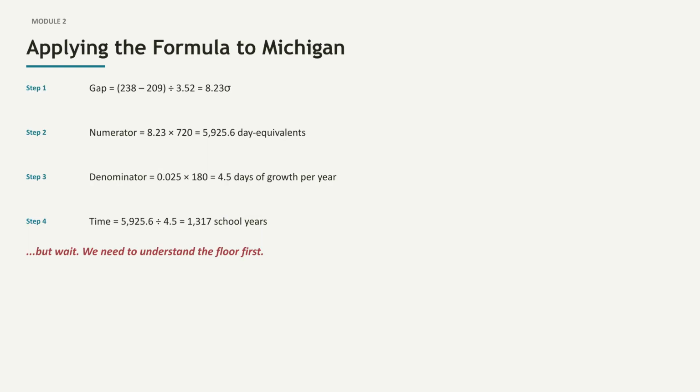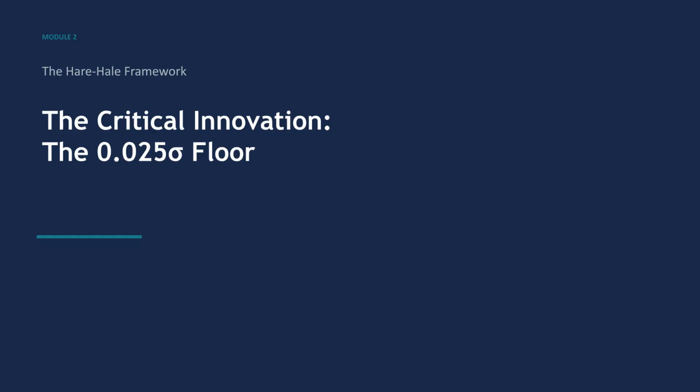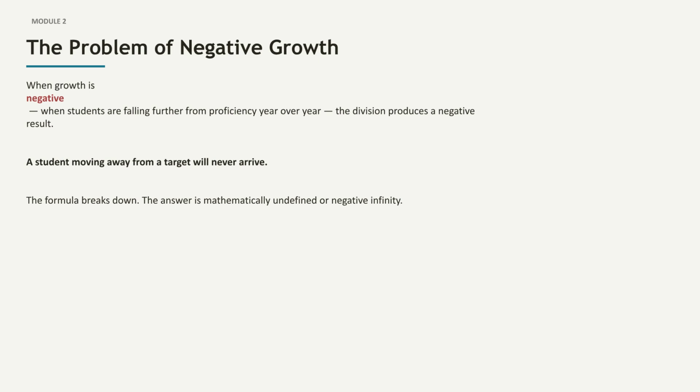When applying the formula to Michigan data, the calculation yields 1,317 school years to proficiency. However, we must first understand the critical concept of the floor. The critical innovation of the Hare Hale framework is the concept of the 0.025 standard deviation floor, which we will explore next. When growth is negative, students fall further from proficiency, resulting in a negative denominator. This breaks the formula, leading to an answer that is mathematically undefined or negative infinity.